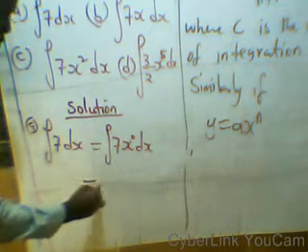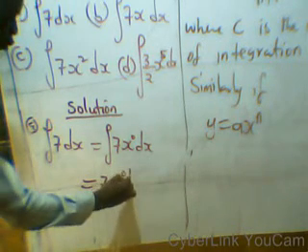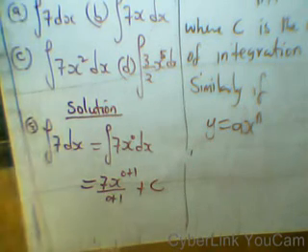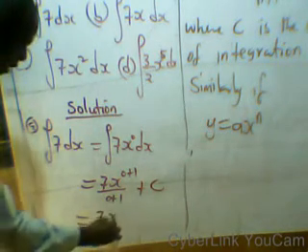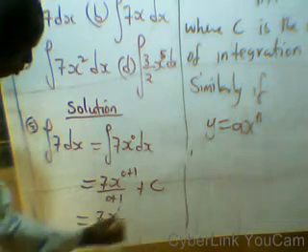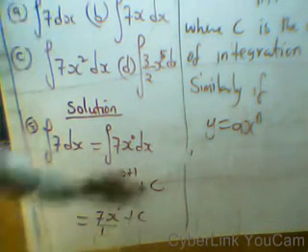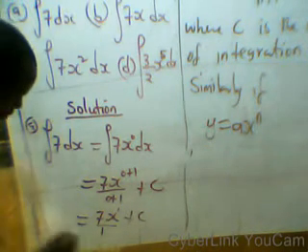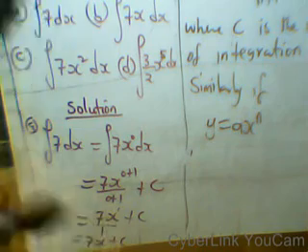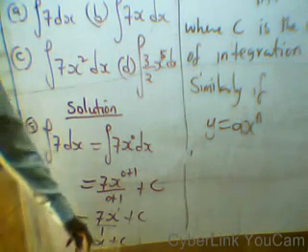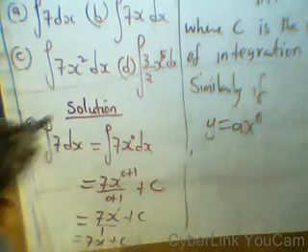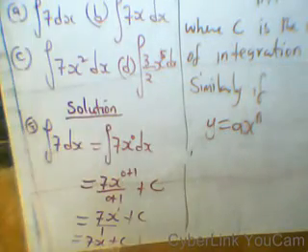So what I have here is now 7x raised to power 0 plus 1 all over 0 plus 1 plus c. And this is going to give me 7x raised to power 1 over 1 plus c, and that is 7x plus c. Which we don't need to put that one. Of course, that is 7x plus c. And don't forget, if you differentiate this, you are going to have 7, which means the opposite of integration is differentiation.